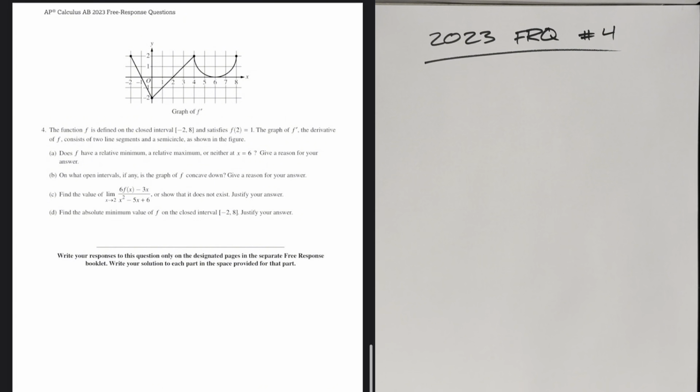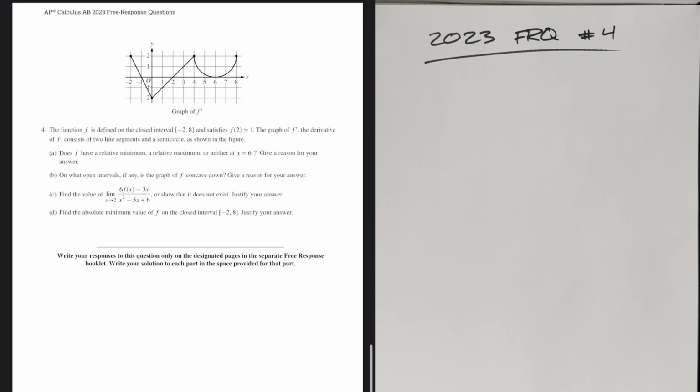We're looking at FRQ number 4 from 2023. We got a graph of f prime, which is super common. Just looking at this, we got some concavity. We've got a limit, absolute minimum, relative minimums, and maximums. Should be a really fantastic question that tackles a lot of different topics all rolled up in one. So this should be a fantastic opportunity to learn. But let's look at it together.